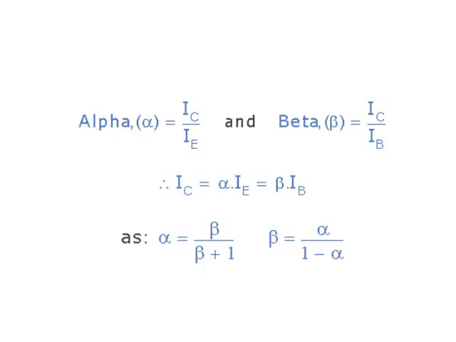Alpha is equal to IC by IE and beta is equal to IC by IB. Therefore, IC equals alpha IE, which is equal to beta IB, and by simplifying we can write alpha in terms of beta and beta in terms of alpha.